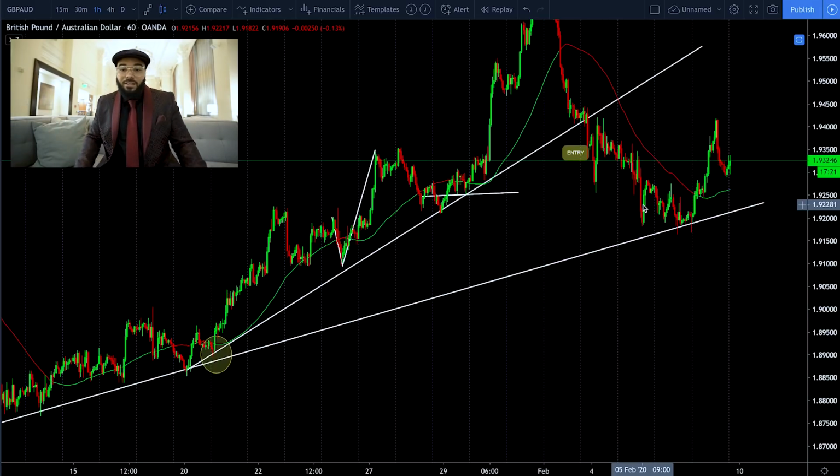Beautiful, easy. It's easier said than done, but you gotta backtest it. You gotta put the work in.